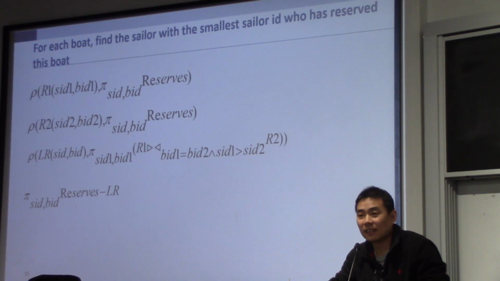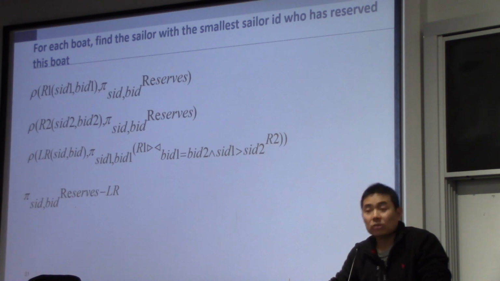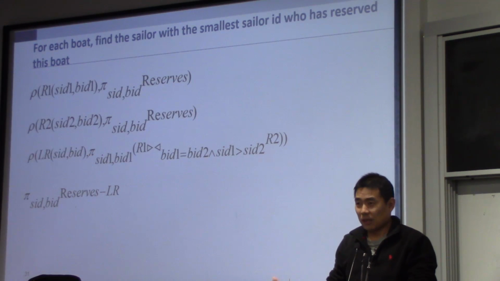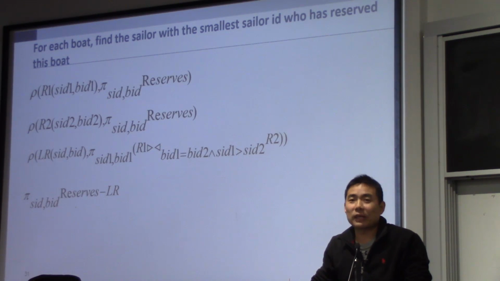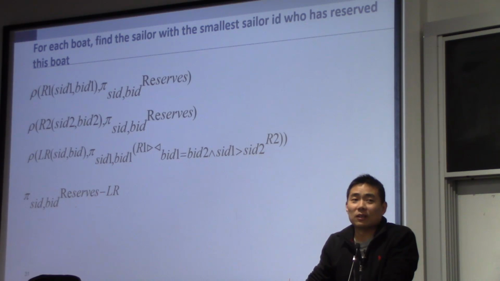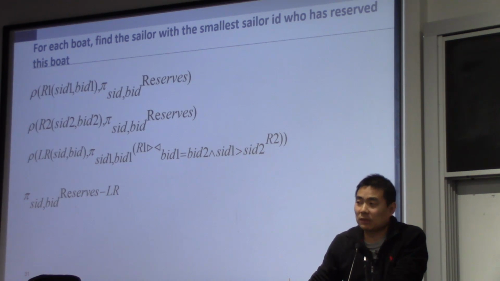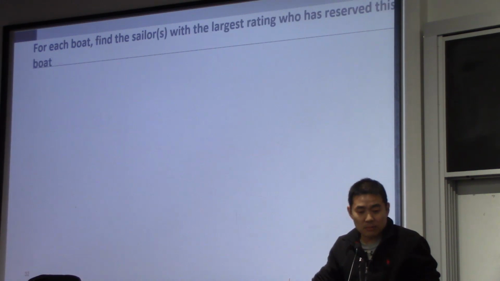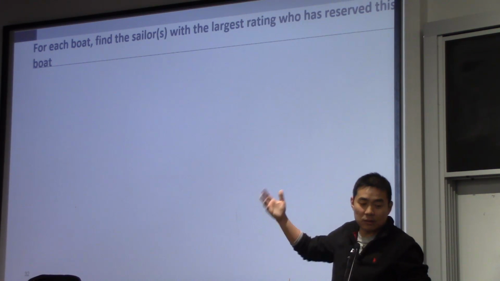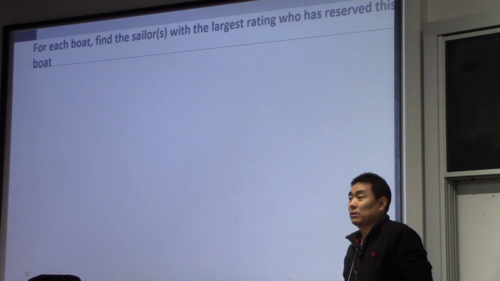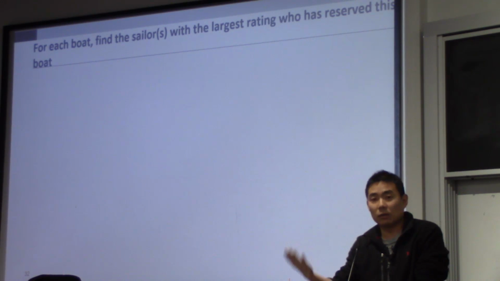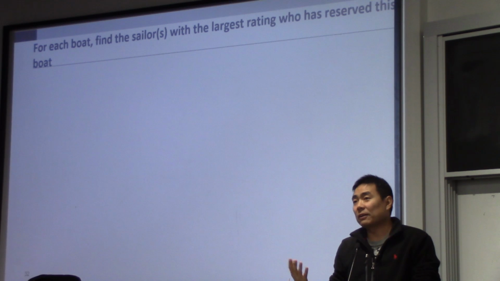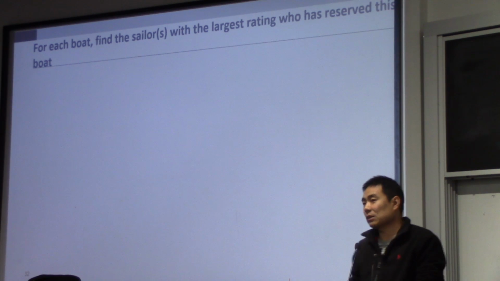All right. So you may argue, okay, interesting, but why do you want to do this? Who cares? Who wants to find boats reserved by some guy with a smaller SID? Doesn't matter, right? But this makes sense now. For each boat, find the sailor with the largest rating who has reserved this boat. If you're the owner of a sailors club, you do care about this. Why? For example, you want to do some analytics.